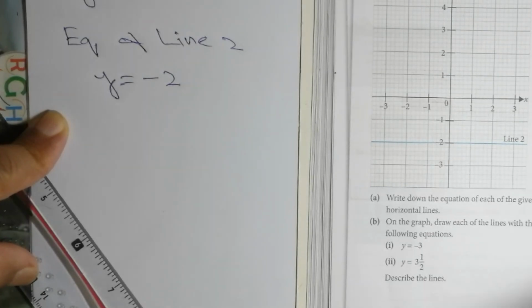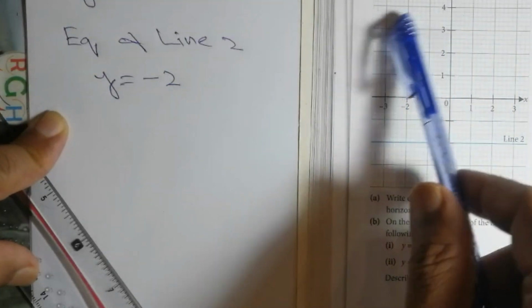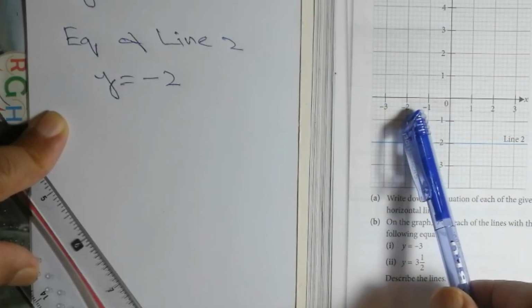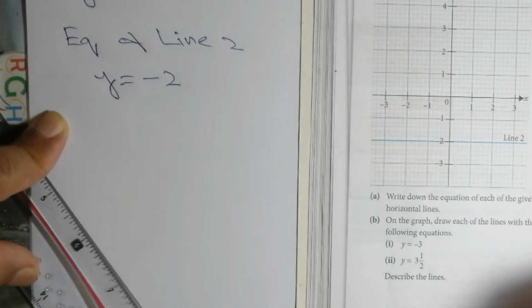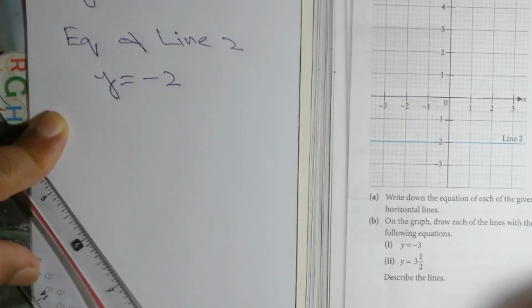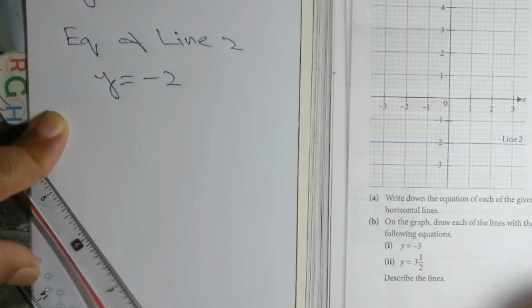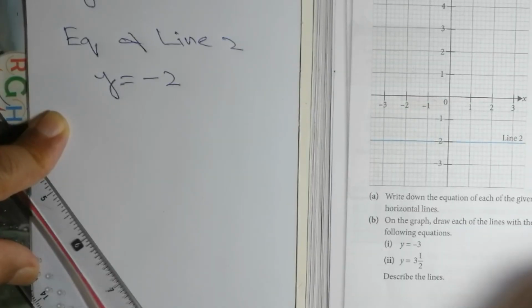Then question number 2. Here a graph is given, with line 1 and line 2. Now the lines are opposite to those given in question 1. Before, in question 1, the lines were parallel to the x-axis. Now the lines are parallel to the y-axis. So for line 1, its equation will be in x: x is equal to how far the line is from the y-axis, which is half, 0.5 or 1 by 2. So its equation will be x equal to 1 by 2 for line 1.